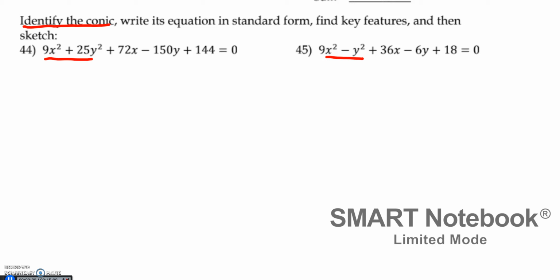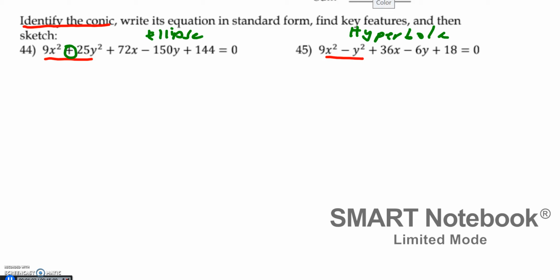So if I looked at 44, I noticed that the squared terms have different lead coefficients, and there's a plus in the middle, which means that this must be an ellipse. These have different lead coefficients, but it has a subtraction in the middle, so this must be a hyperbola. And these are good gut instincts to have before you start completing the square, because you know what your shape should look like in the end.